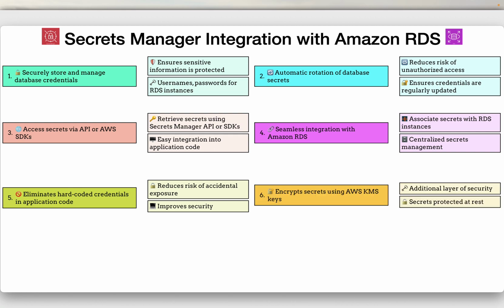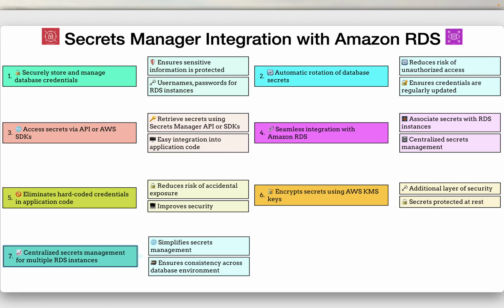Sixth, encrypt secrets using AWS KMS keys. Secrets Manager encrypts your database secrets using AWS Key Management Service KMS keys, providing an additional layer of security and ensuring that secrets are protected at rest. Seventh, centralized secrets management for multiple RDS instances. So with Secrets Manager, you can centrally manage secrets for multiple Amazon RDS instances, simplifying secrets management and ensuring consistency across your database environment.